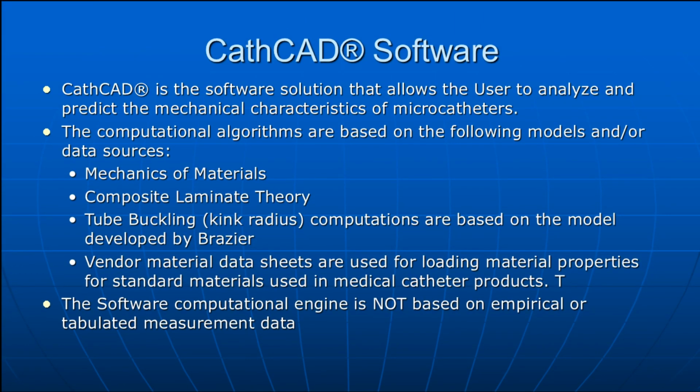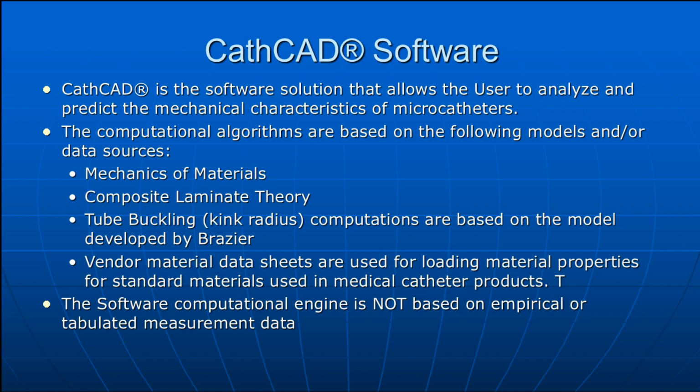CathCAD is the software solution that allows the user to analyze and predict the mechanical characteristics of microcatheters. The computational algorithms are based on the following models and/or data sources: mechanics of materials, composite laminate theory. Tube buckling or kink radius computations are based on the model developed by Brazier in 1927.